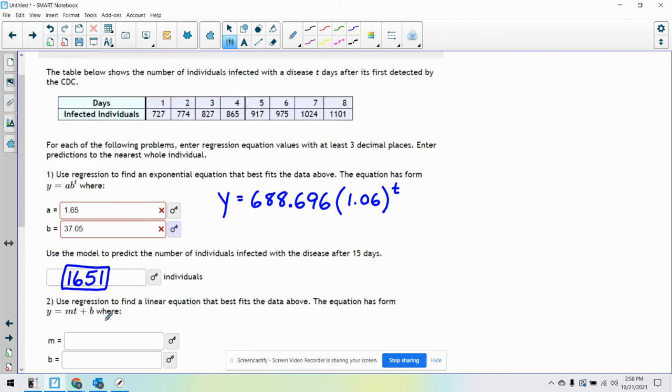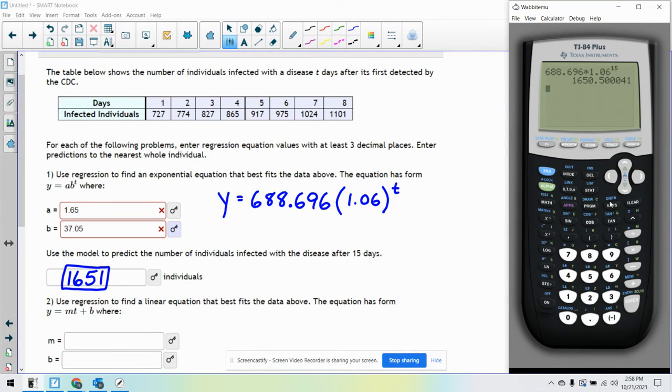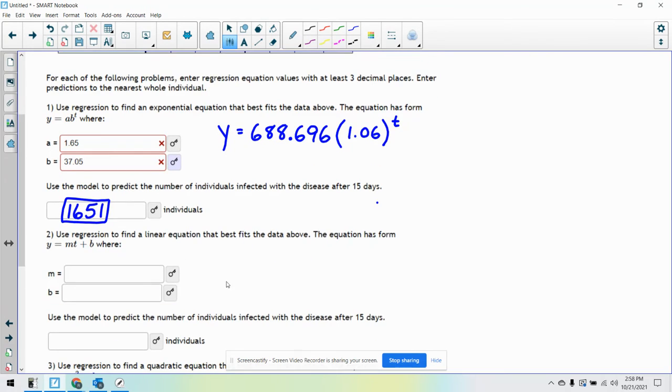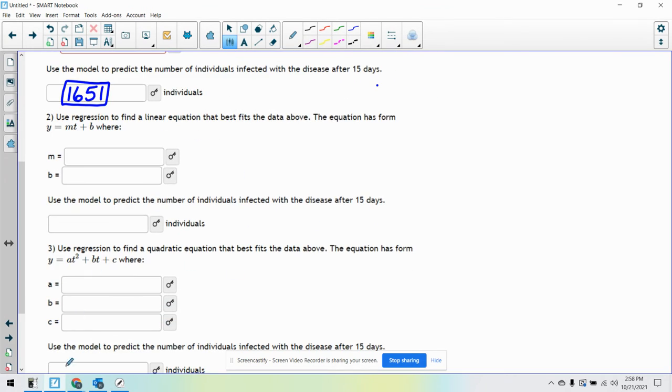Okay, you're going to do the same thing for each of these, except now we're looking for the linear regression. So I'm going to go to stat. The data stays the same. I'm going to go to calculate, and I'm going to do option 4, linear regression. That'll give you your equation here, and then you can use that to find this answer.